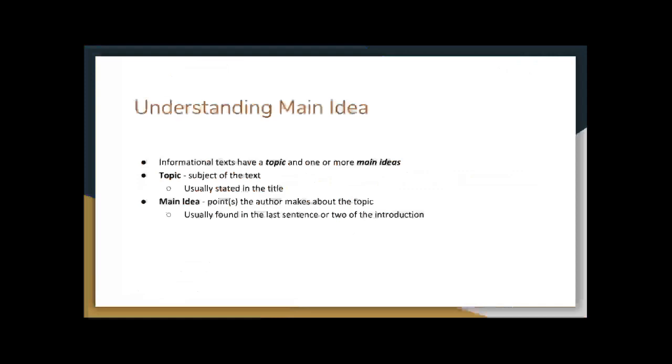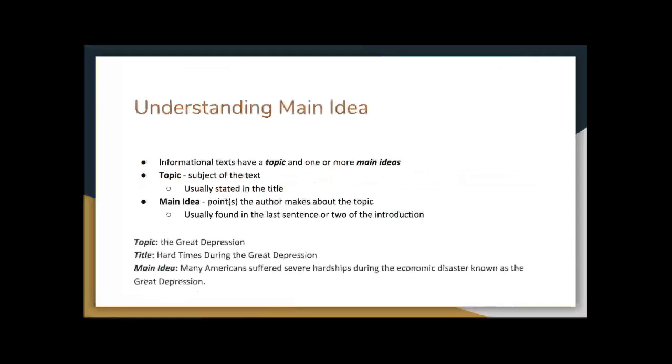Next, the main idea is the point or points that the author makes about that topic. And usually the main idea is going to be found in the last sentence or two of the introductory paragraph. For example, we could have a topic on the Great Depression. The title of the article or passage would be Hard Times During the Great Depression.